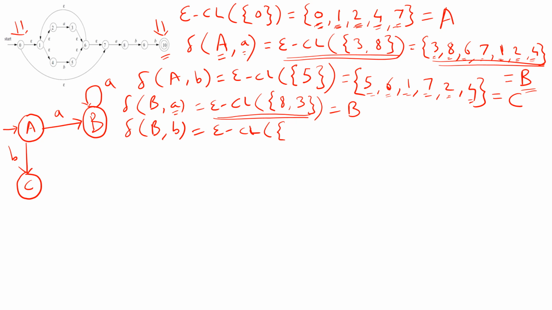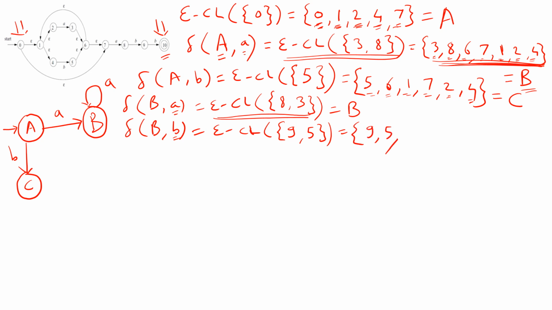B contains 3, 8, 6, 7, 1, 2, 4, as you can see over here, right? On input alphabet B: 3B, no. 8B takes you to 9. 6B, no. 7B, no. 1B, no. 2B, no. 4B, yes, takes you to 5. Right. So epsilon closure of 9, 5, we will calculate it.